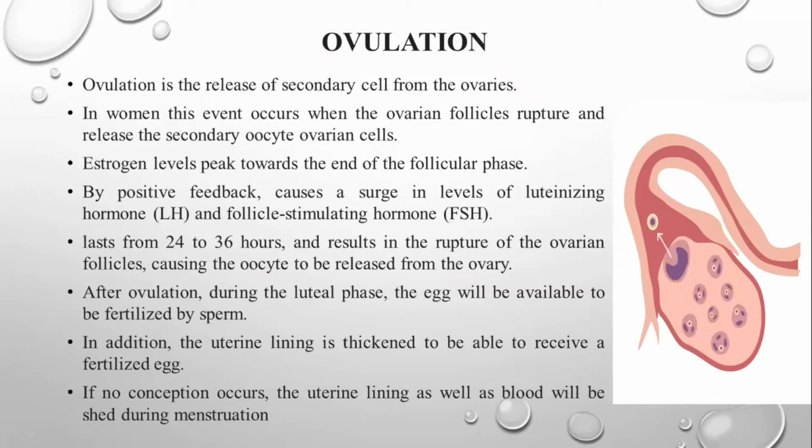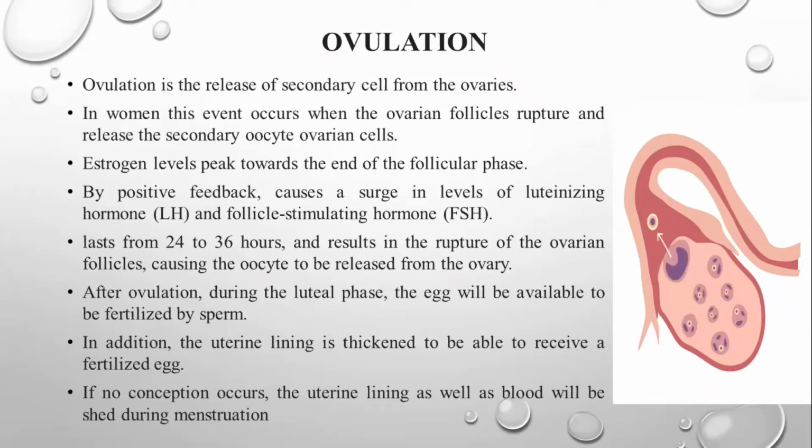I will tell you about the follicular phase when we see the menstrual cycle. During the follicular phase, the secretion of estrogen is at a high peak, which is involved in the process of ovulation. By a positive feedback mechanism, it causes a surge in the level of luteinizing hormone and follicle stimulating hormone.